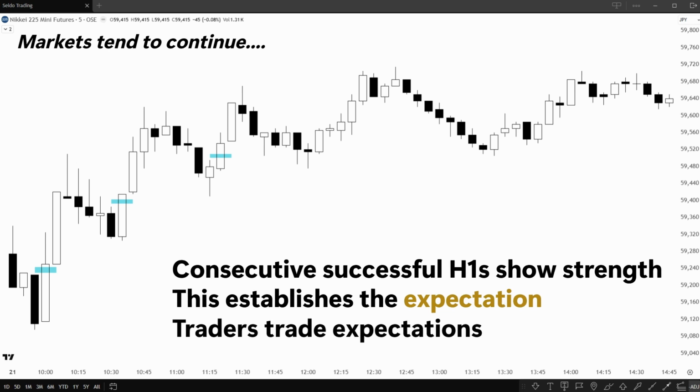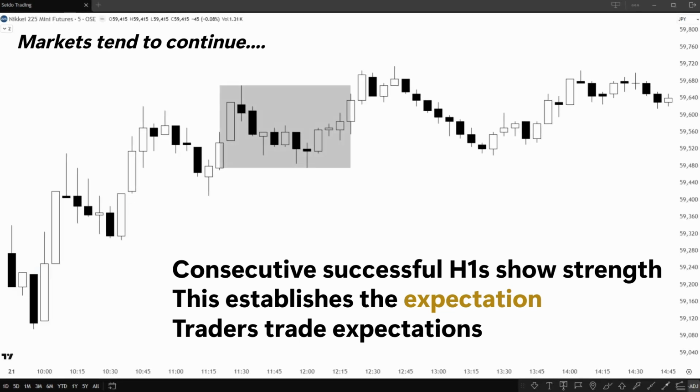It creates a very defined basis not only for participation, but for reading when the trend is starting to lose strength. Because trends don't continue indefinitely, eventually an H1 is going to fail, right? The most likely place for that to happen is late in a trend, where the move is extended and the participants that are driving it are beginning to slow down.